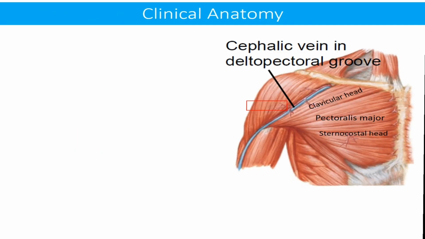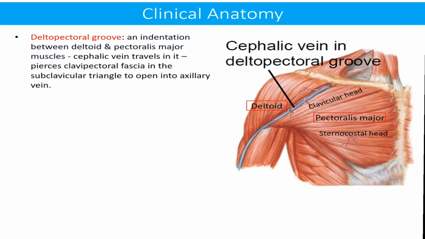Now we come on to the clinical anatomy. First, the deltopectoral groove. It is an indentation between the deltoid and the pectoralis major muscles. The cephalic vein ascends and travels in it. It pierces clavipectoral fascia in the subclavicular triangle to open into the axillary vein.